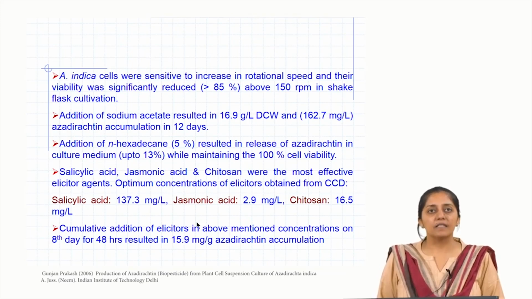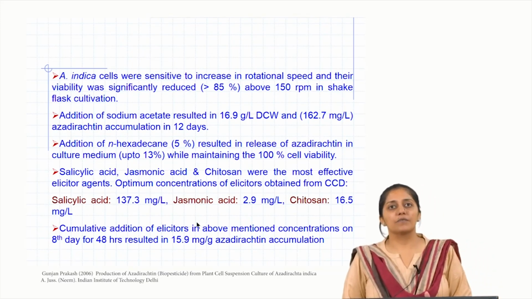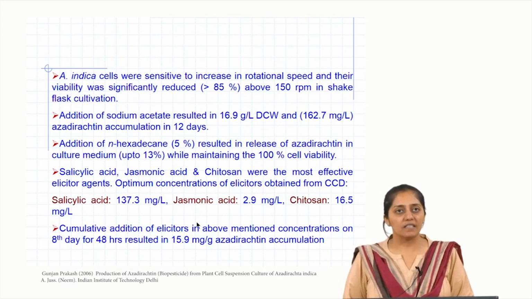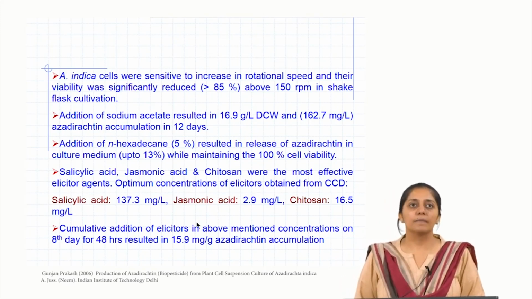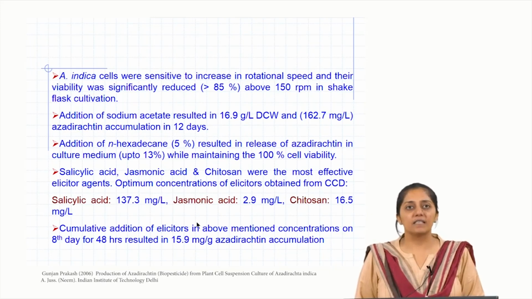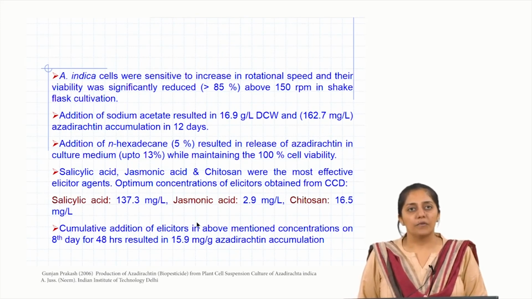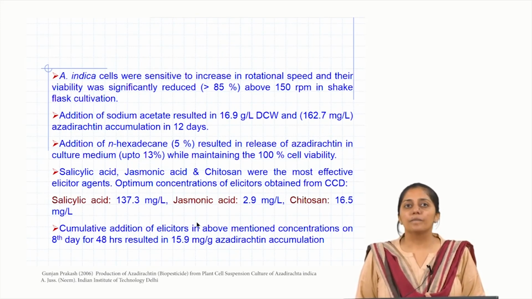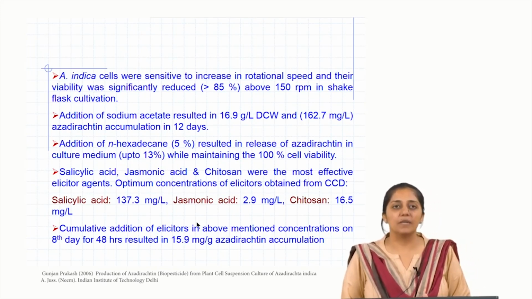Then elicitors were chosen and their concentrations were optimized using statistical design of experiments, where salicylic acid, jasmonic acid and chitosan were chosen. Then cumulative addition of these elicitors on the 8th day, 48 hours before harvest, led to the yield increase up to nearly 16 milligrams per gram.